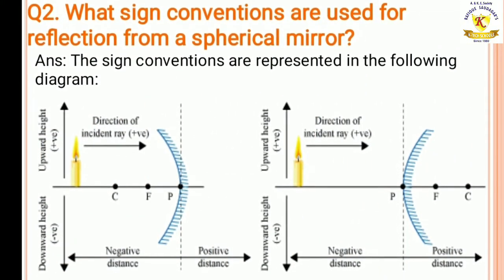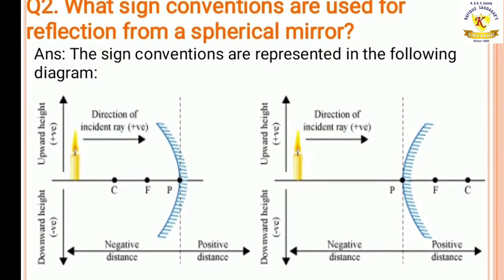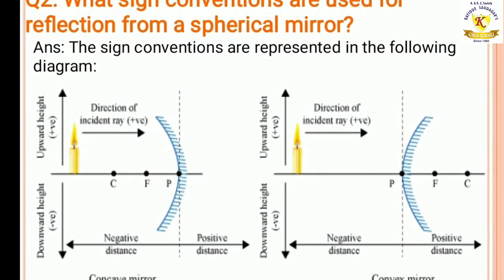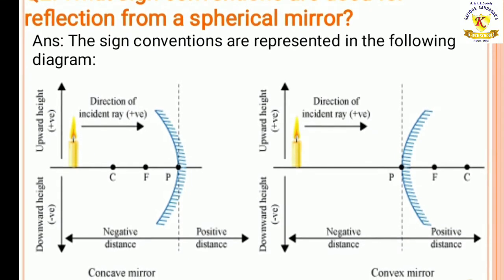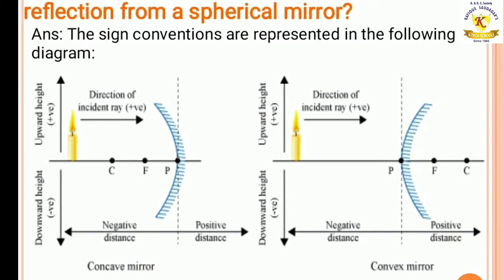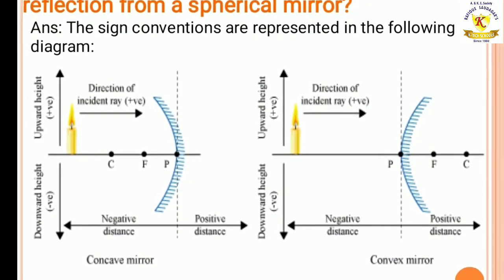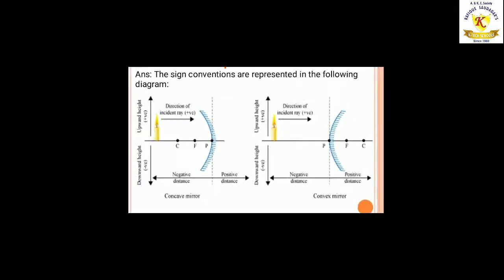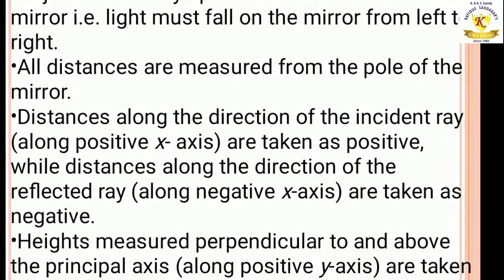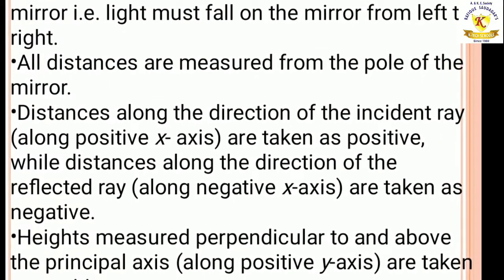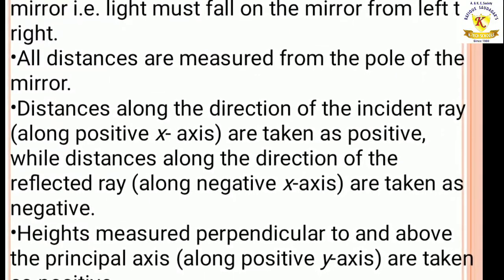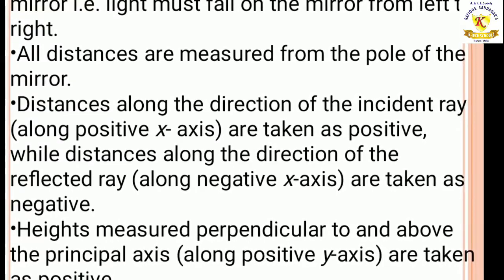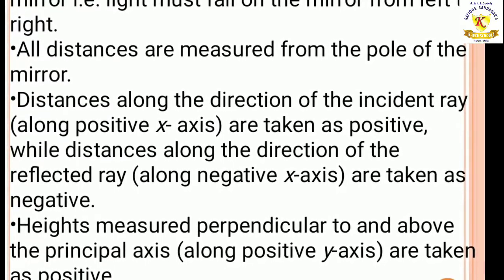Question number 2. What sign conventions are used for reflection from a spherical mirror? Now the signs and conventions are represented in the following diagrams. You need to draw these two for the concave and convex mirror. Objects are always placed to the left of the mirror. That is, light must fall on the mirror from left to right.